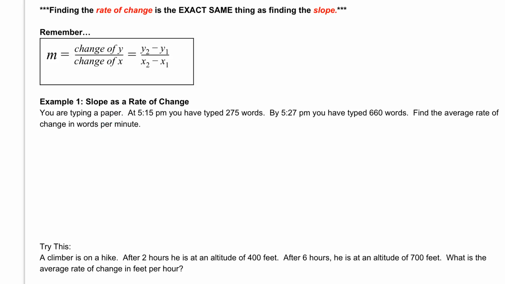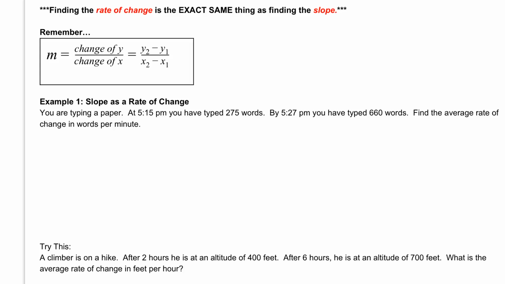You are typing a paper. At 5:15 p.m. you have typed 275 words. By 5:27 p.m. you have typed 660 words. We want to find the average rate of change in words per minute.